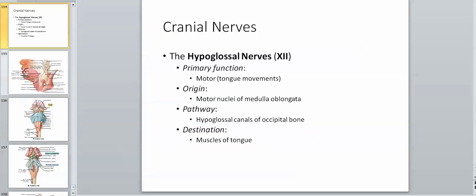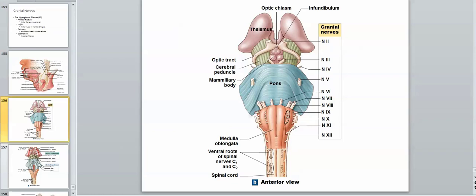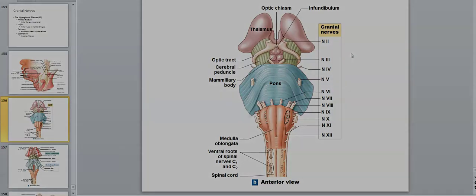And then all of these slides just show where you can find them. I'm not going to make you identify each one, but you probably do remember from lecture that 8 borders the pons and the medulla oblongata, that 8 through 12 come off the medulla oblongata, 5 through 8 come off the pons, and all the other ones come off above that. So that is where we will stop. This concludes the lecture on the brain.